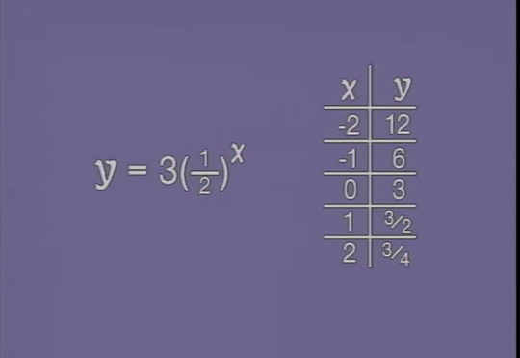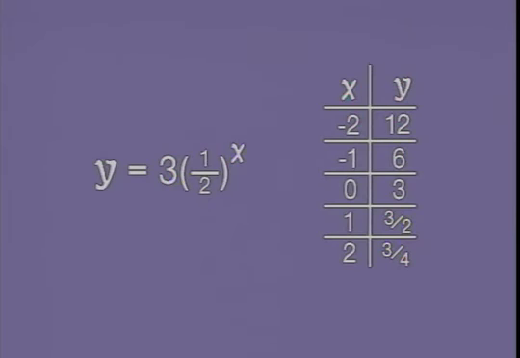And quite frankly, all we've done to get this roster of points, we've used the same values of x that we used in the previous function. We've simply multiplied the answers by 3. That is, for example, to find 3 times 1/2 to the negative 2 power. Remember you learned some time ago that you do powers or exponents before you multiply or divide.